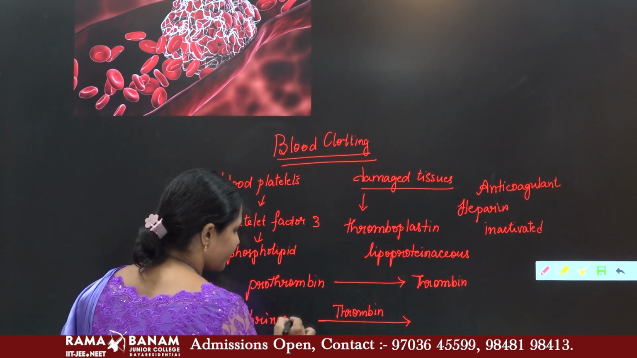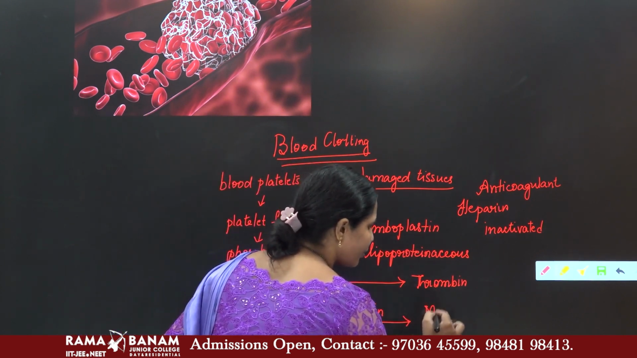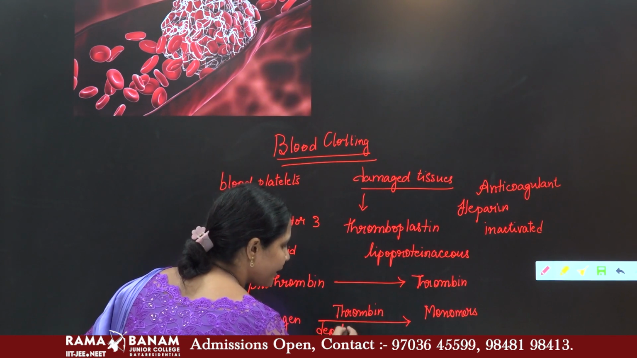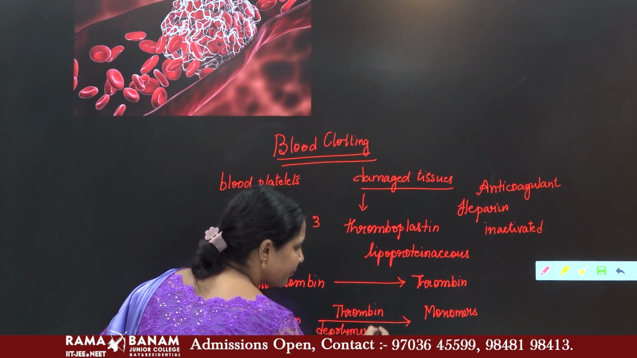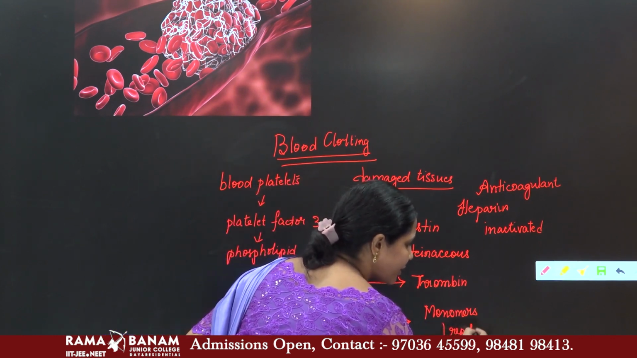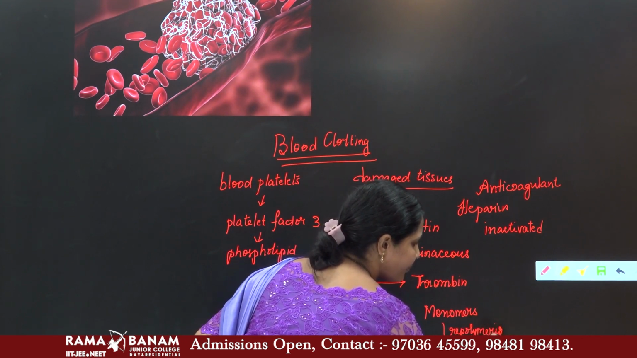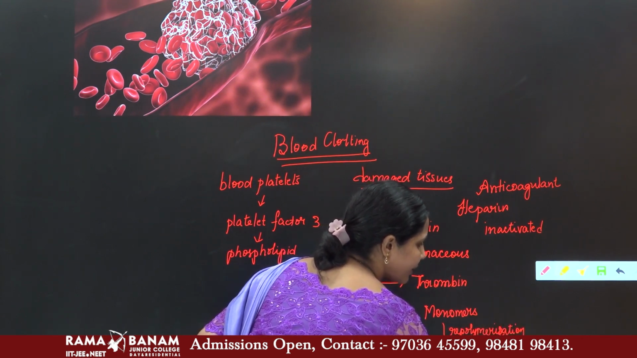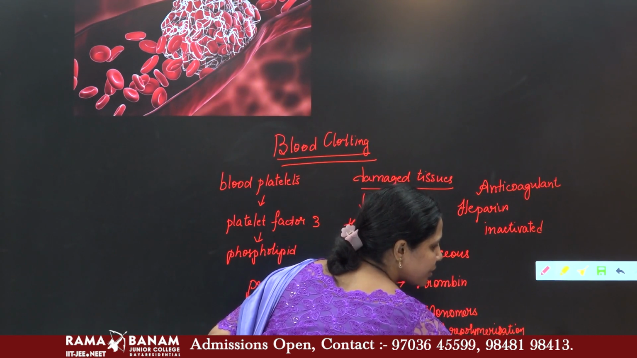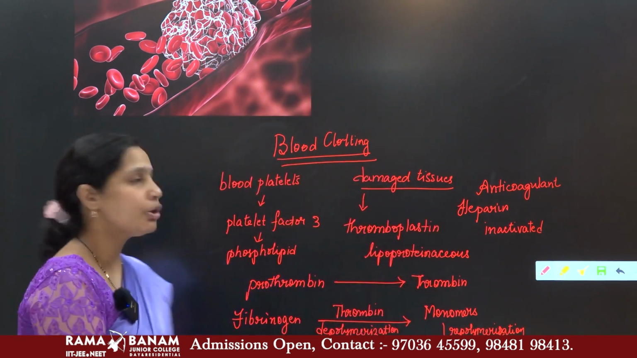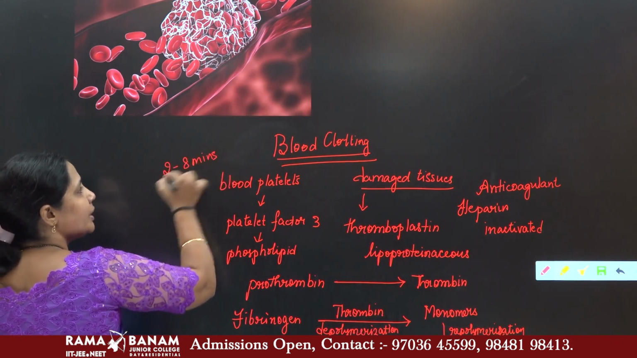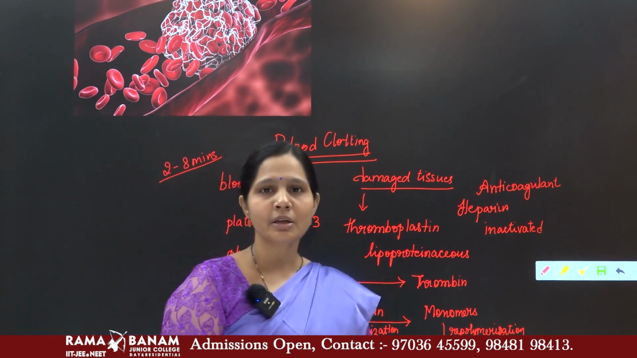fibrinogen will be converted to monomers by the process of depolymerization, and by the process of repolymerization it gets converted into polymers, that is nothing but fibrin, a mesh-like structure which will try to seal the wound, and this entire process usually takes within 2 to 8 minutes once the blood vessel is damaged.